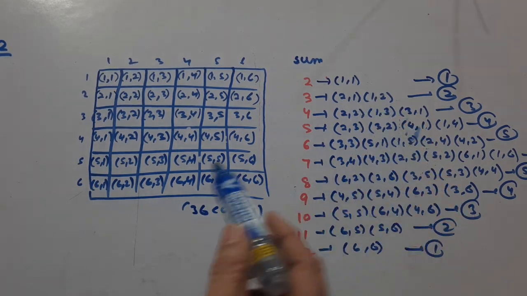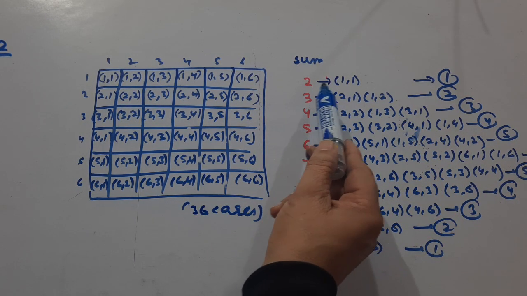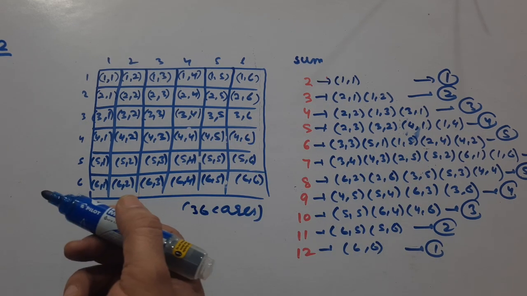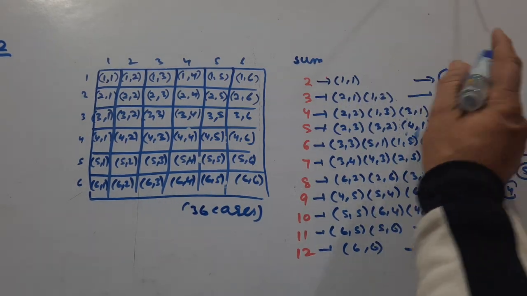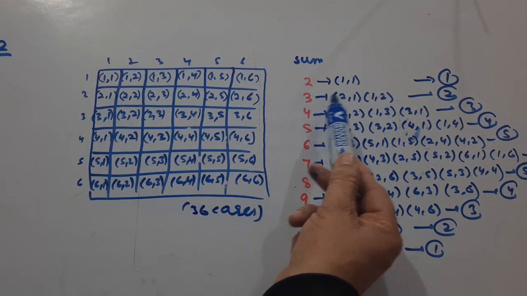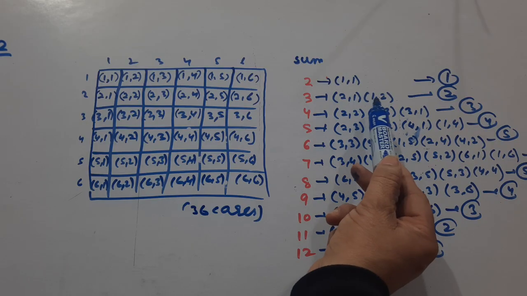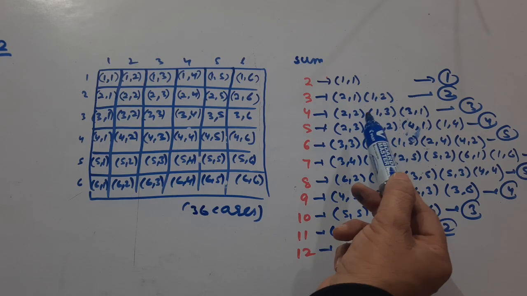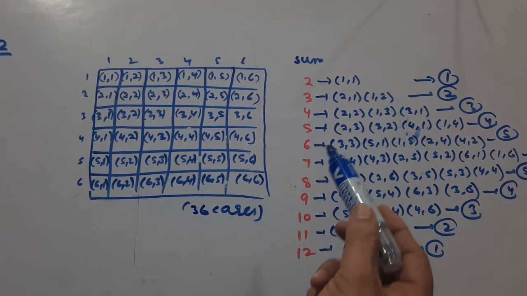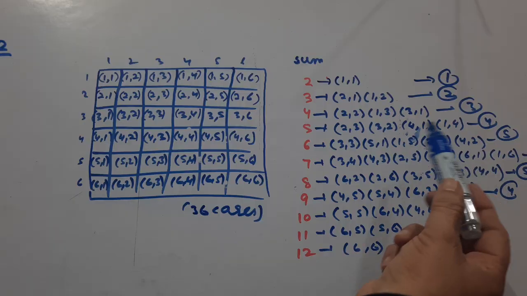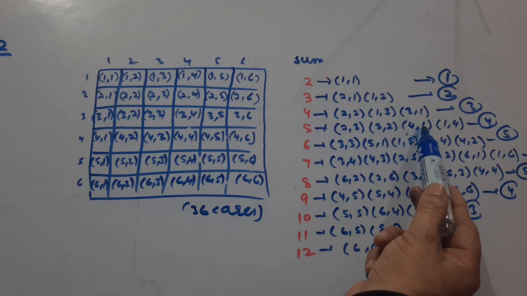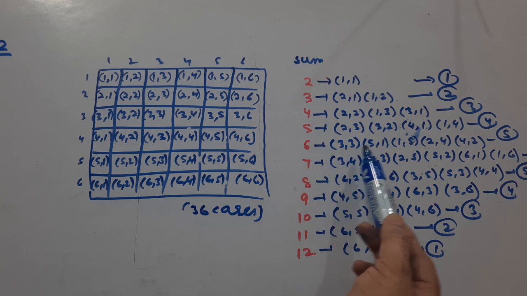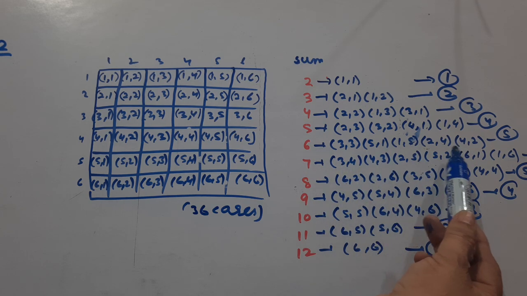And I have written the cases. When sum is 2, then there is only one case, 1 and 1. When two dice are thrown and we want sum 2, there is only one case. Sum is 3, we have two cases, 2 1 and 1 2. When sum is 4, we have three cases, 2 2, 1 3 and 3 1. When sum is 5, we have four cases, 2 3, 3 2, 4 1 and 1 4. When sum is 6, we have five cases, 3 3, 5 1, 1 5, 2 4 and 4 2.